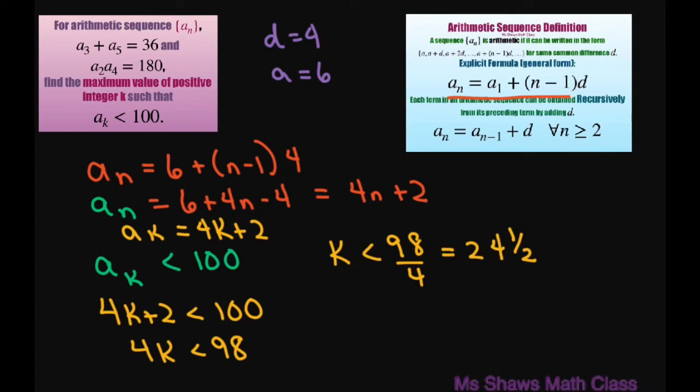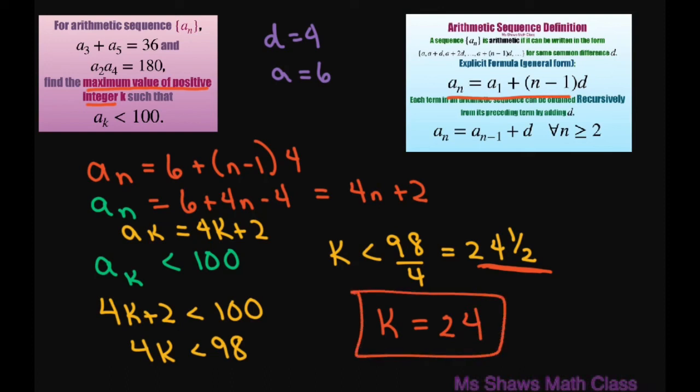But we need a maximum value of positive integer. This isn't an integer, so we have to round down. Therefore, the maximum positive integer of k is just going to be 24. And that is your final answer.